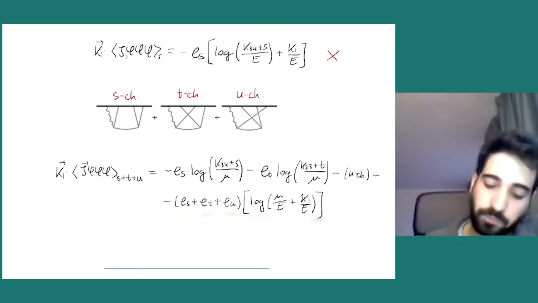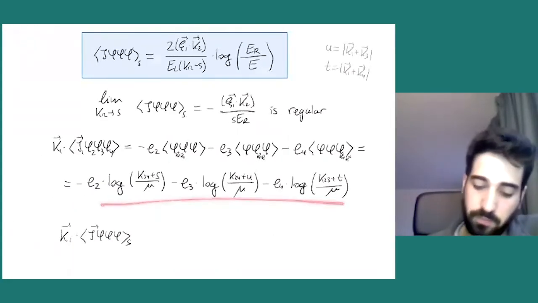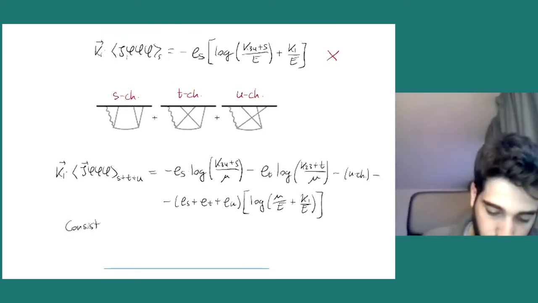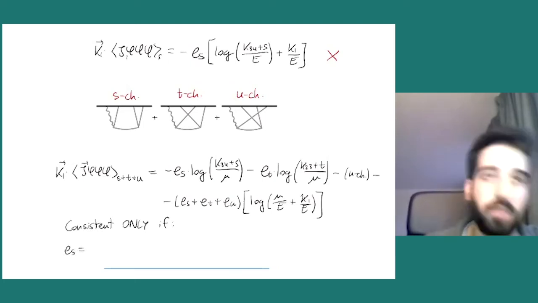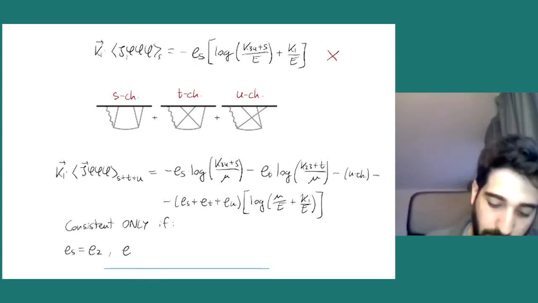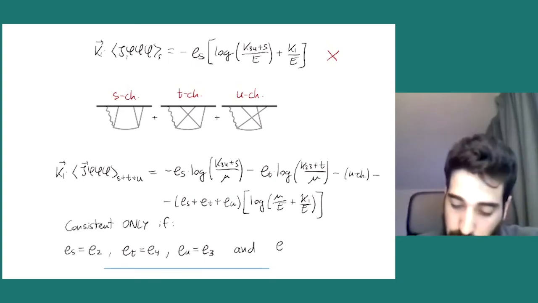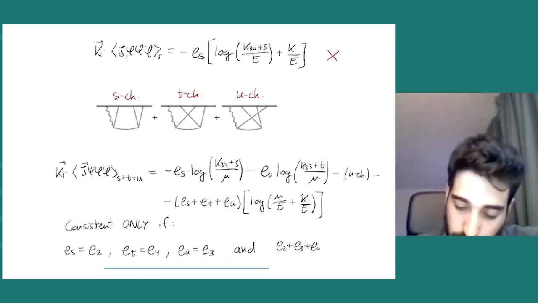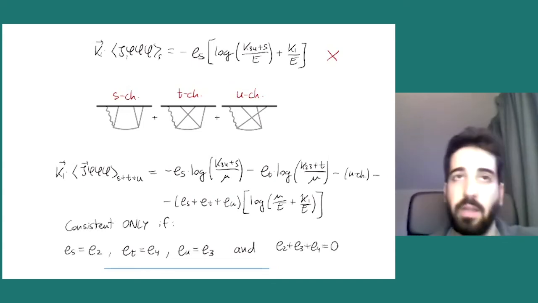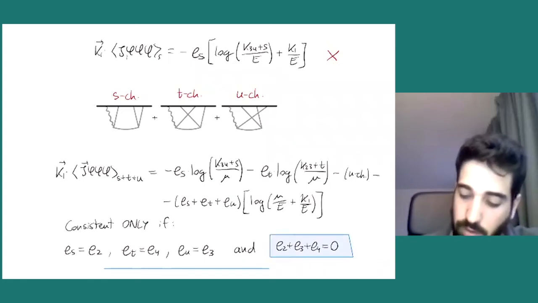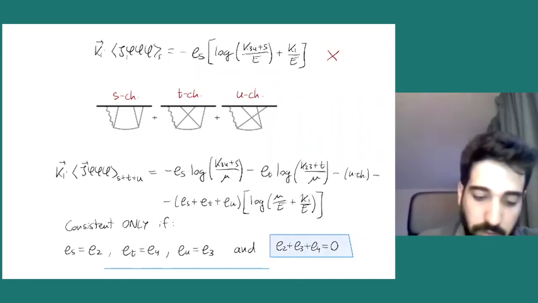And this expression is only consistent with this expression if you do the following. If you take this normalization that I added, E_S to be equal to E2, E_T to be equal to E4, E_U to be equal to E3, and, very important, if you have the sum of the three couplings to be 0. So this is charge conservation, right?